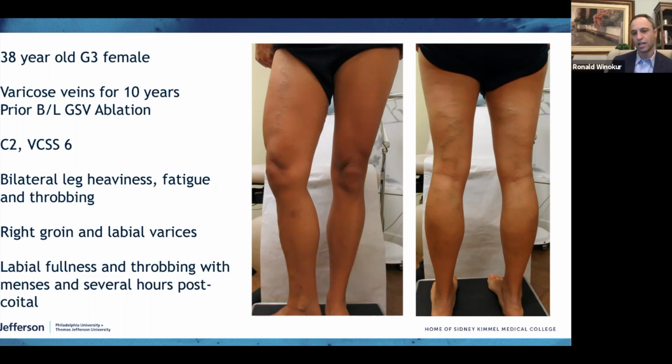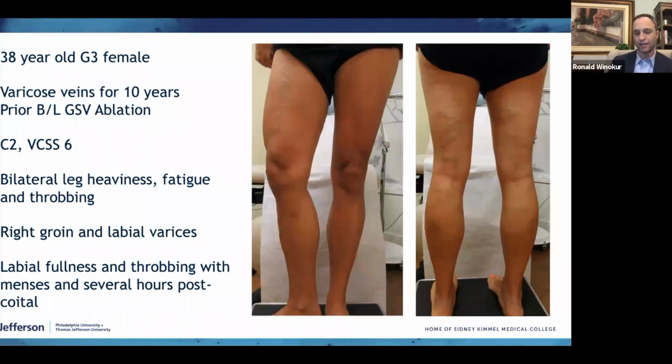She has varicose veins in both legs, you can clearly see, without swelling or skin changes. So she falls into C2. Her VCSS is 6. She has bilateral leg heaviness, fatigue, and throbbing. She also has right groin and labial varicosities that she's talking about. And she has labial fullness and throbbing with menses, and it lasts for several hours post-intercourse.